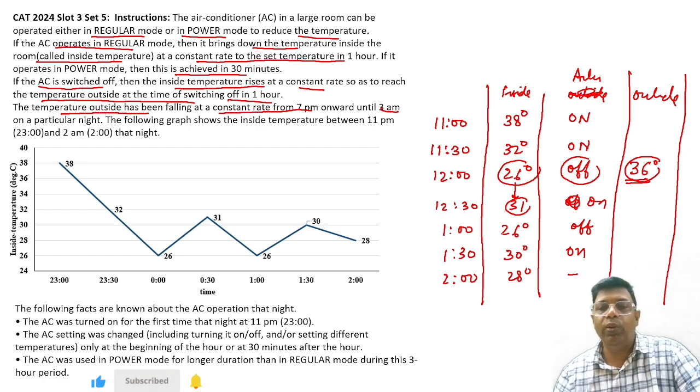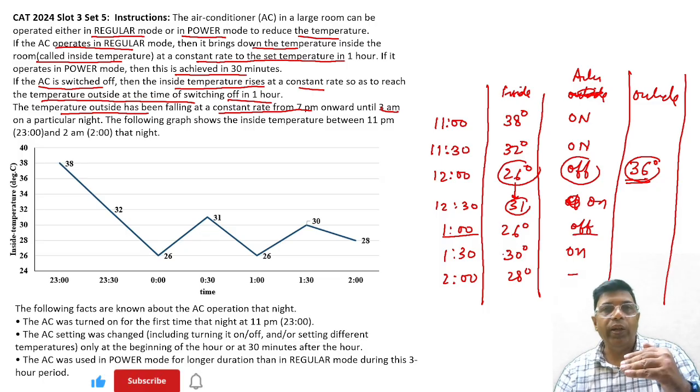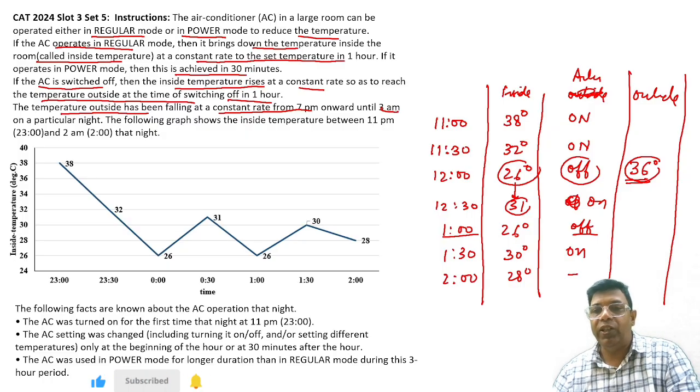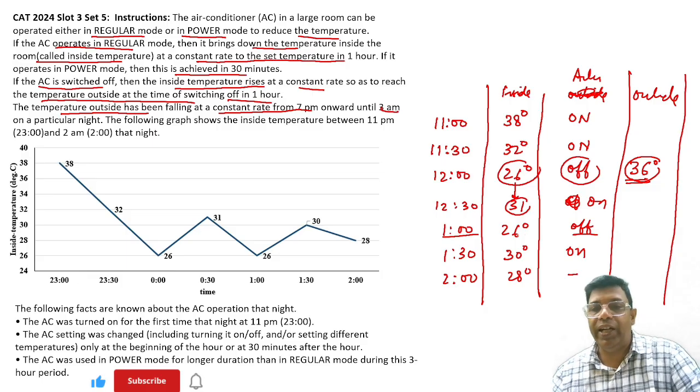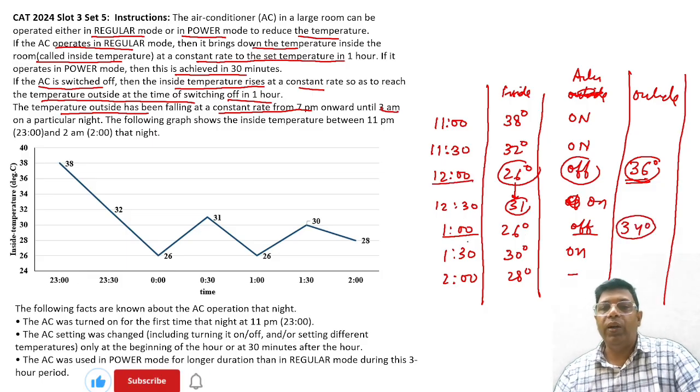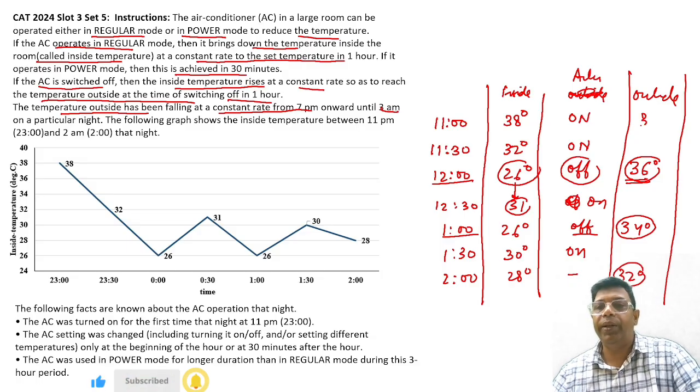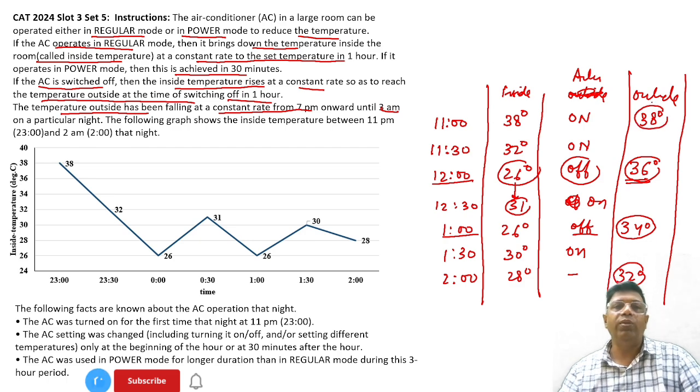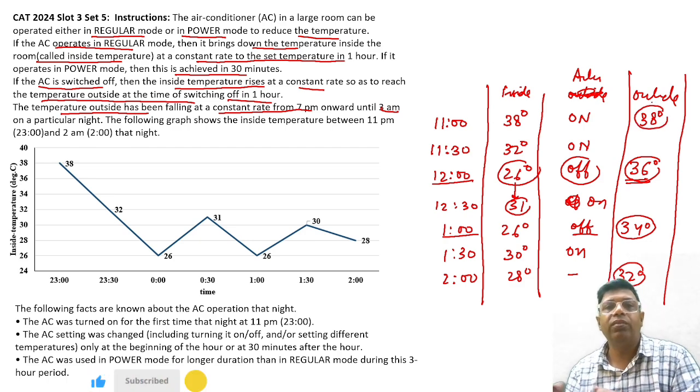And similarly, if you look at 1, again the AC was turned off. Now it reduced by 4 degrees in the next half an hour. It means it should have reduced by 8 degree in 1 hour, which means at this particular time the temperature was 8 degree more. So it was 34 degree. So from 12 to 1 the temperature reduced by 2 degrees. So by 2 p.m. the temperature should be at 32 degree. And by 11 it should be at 38 degree. So this was the outside temperature that we can conclude.